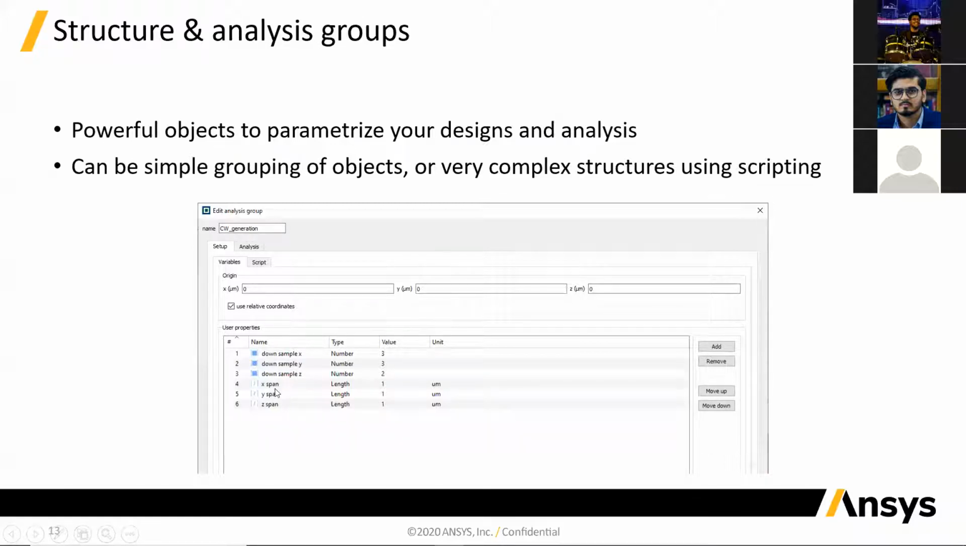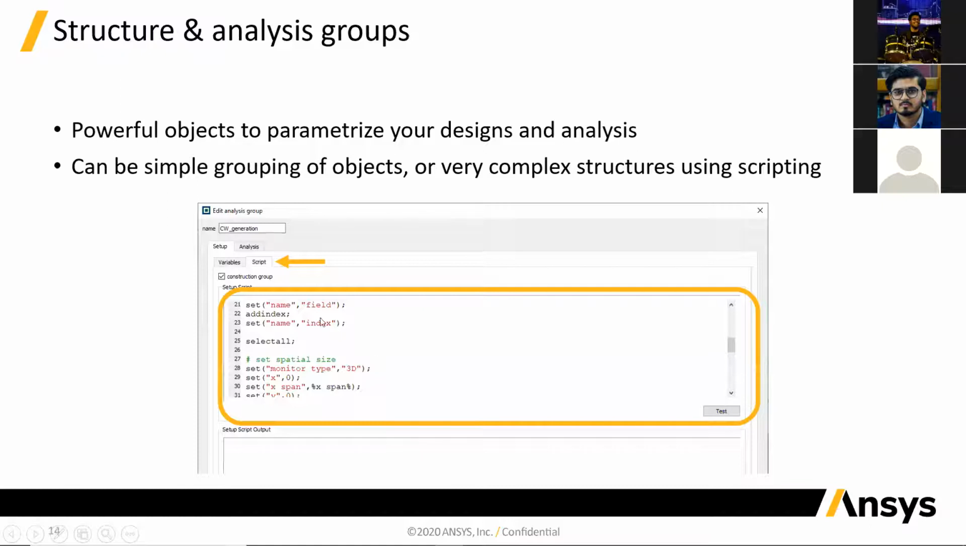Let's say you're designing something and you can define the X span, Y span, and Z span of your design. And then in the scripting section, you can use our scripting language to create the geometry according to the variables that you have defined here. So this allows you to create complex geometries that are parameterized. Then when you do a parameter sweep, you can easily vary your design between simulations and see the effect of the parameterization. That's an example of the setup script. Here you can use Lumerical script to set up your simulation based on the parameters that you have defined.